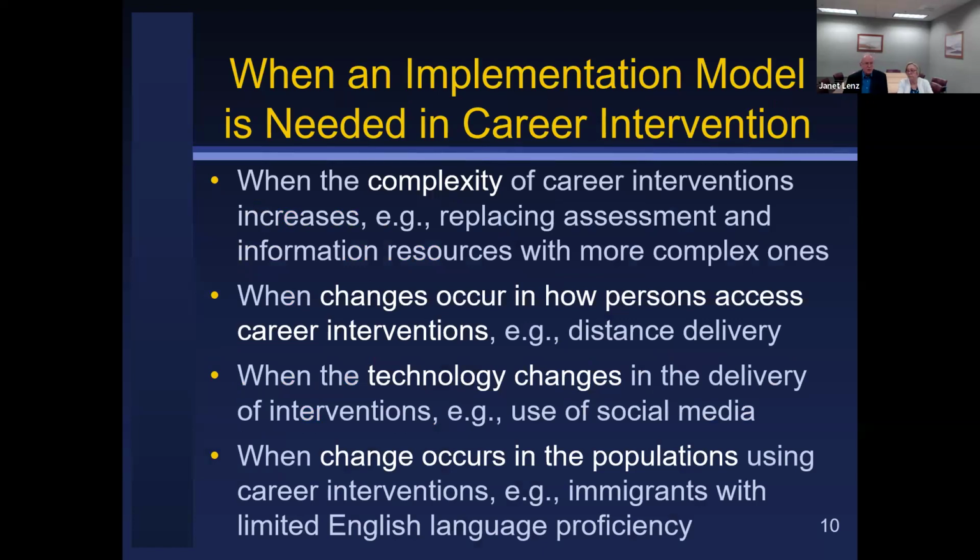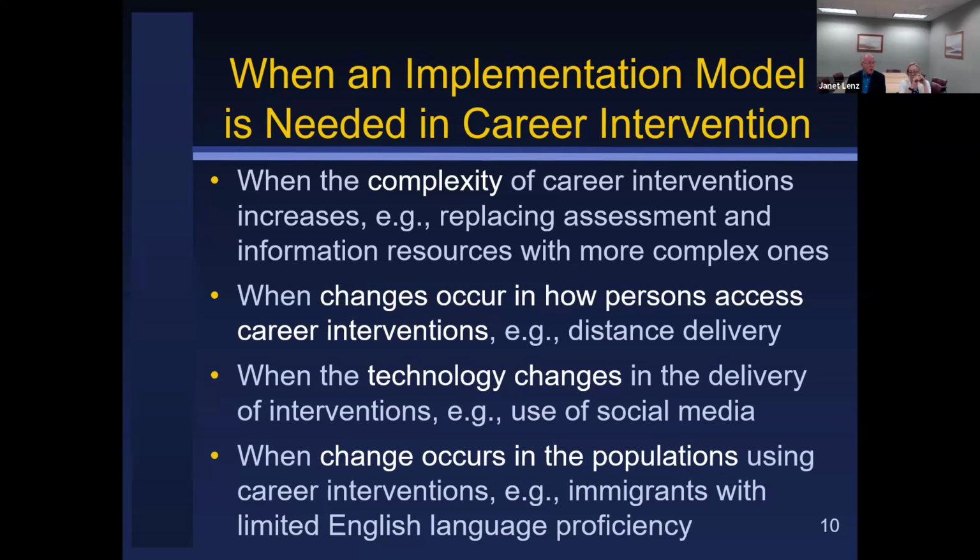So the question we've sometimes been asked is, when do we need to really think about using an implementation model? When is it really necessary? Well, we think there are seven benchmarks for when you would want to use an implementation model. And one of those is when the intervention you're using is really getting more complex.